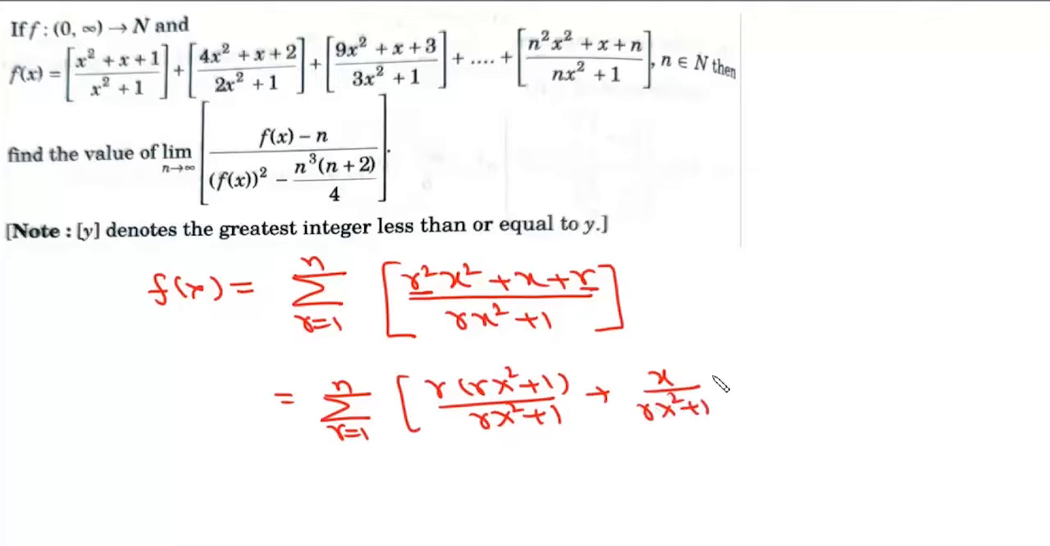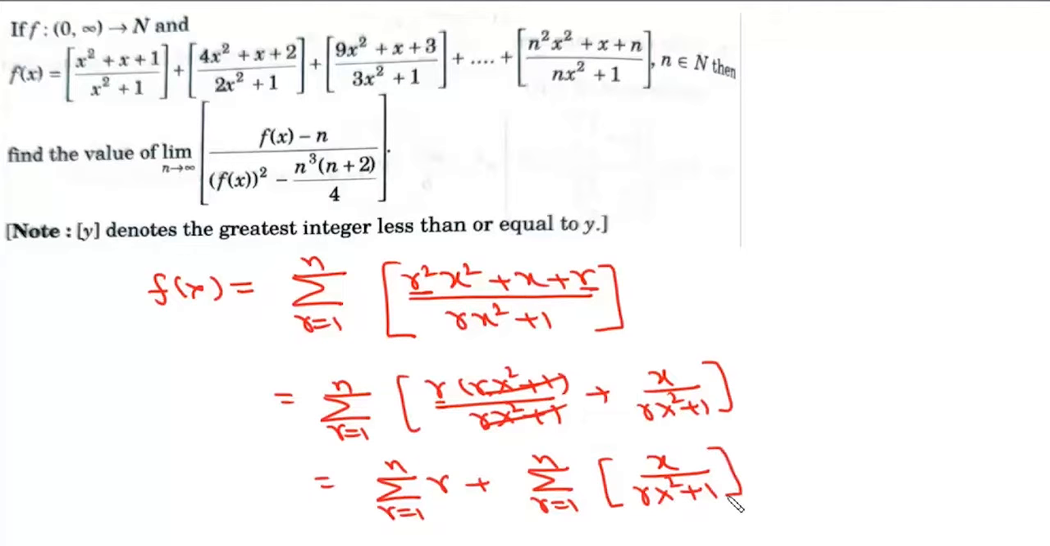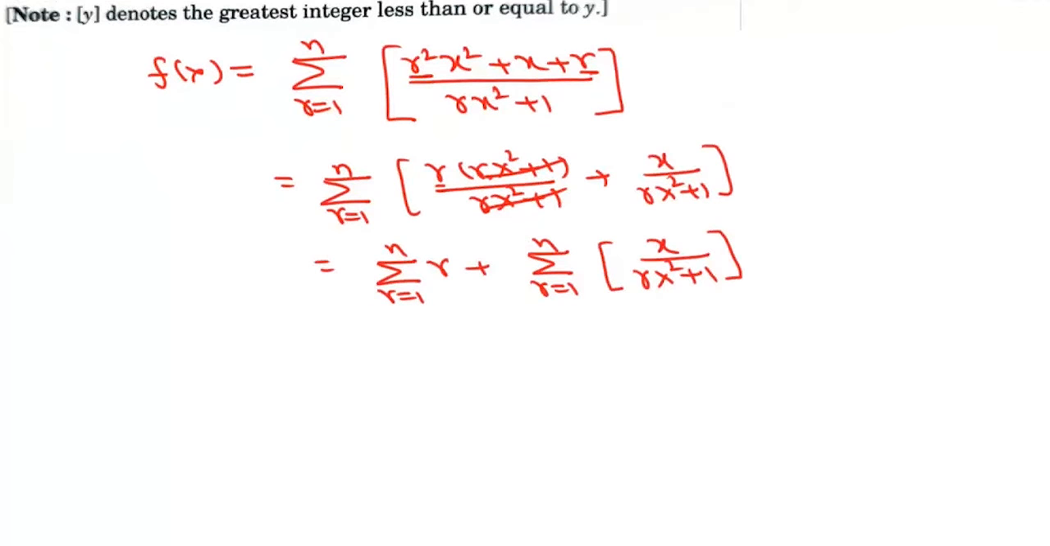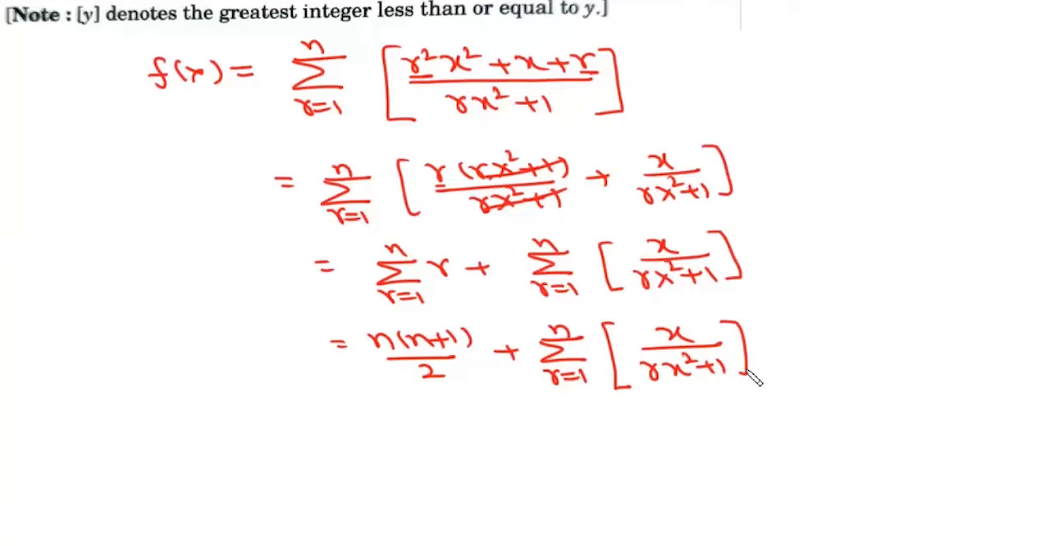write this as the summation r varies from 1 to n of r plus the summation r varies from 1 to n of the greatest integer function of x upon (r x square plus 1). Now summation r is n(n plus 1) by 2, and then we have to simplify this summation, r varies from 1 to n, greatest integer function of x upon (r x square plus 1). Now this function is defined from 0 to infinity. That means the value of x is positive.